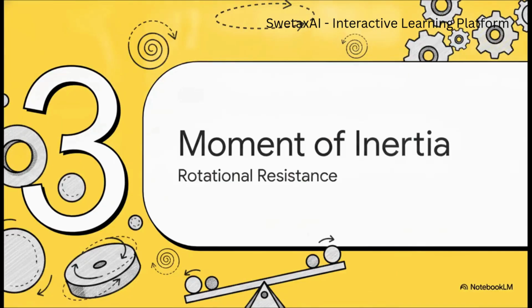Which brings us perfectly into Section 3, moment of inertia explained. We really need to understand this rotational analog of mass because it measures an object's stubborn resistance to spinning.